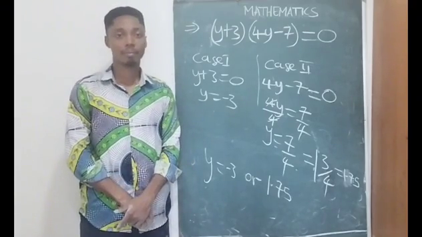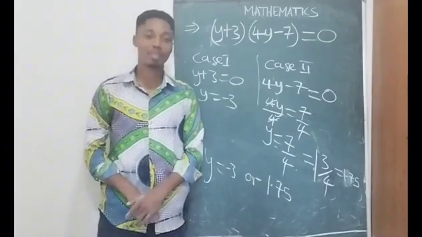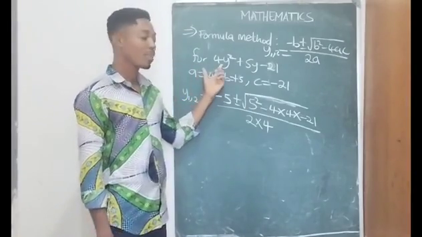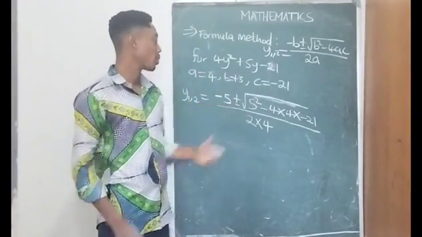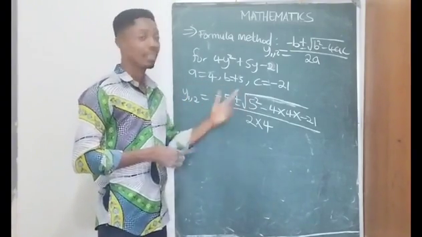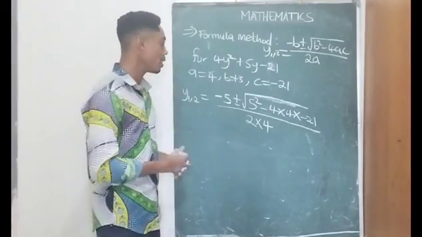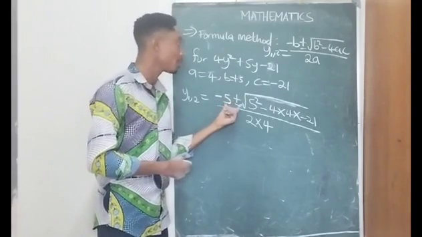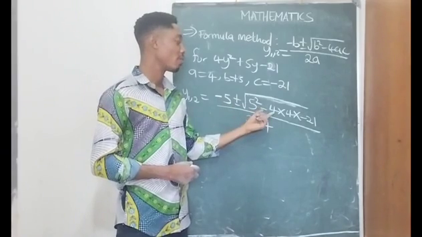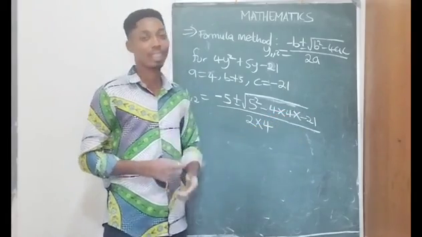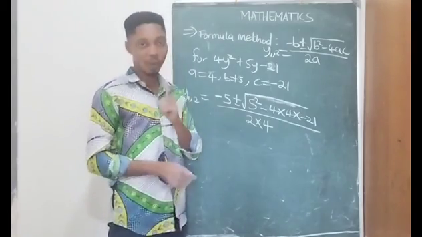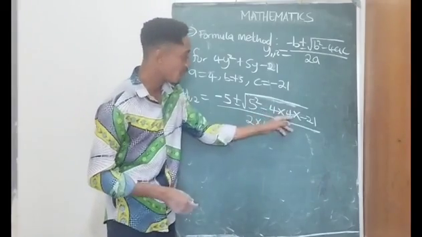Let's move to the formula method. For the formula method, for the same question, 4y squared plus 5y minus 21, the value of a is 4, the value of b is 5, and c is minus 21. So substituting it in, we have minus b plus or minus the square root of b squared, that's 5 squared, minus 4ac, 4 times minus 21. It's interesting to see that in this case, the value of a is not 1, but 4.